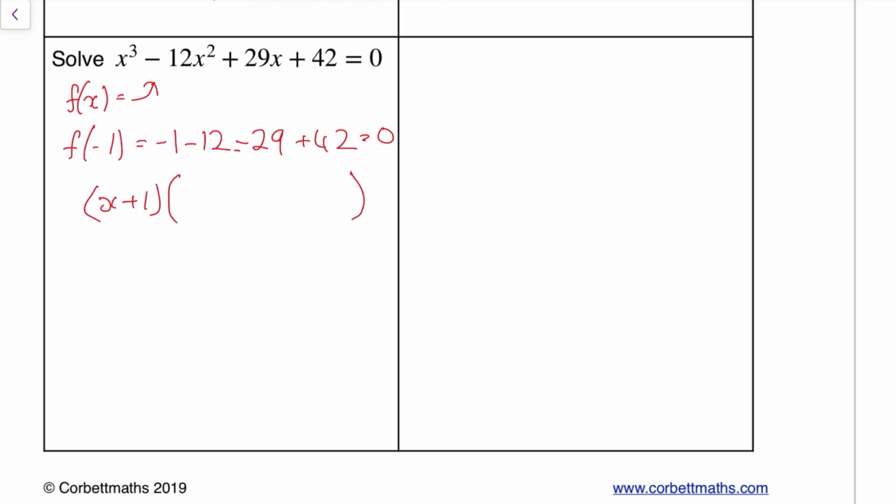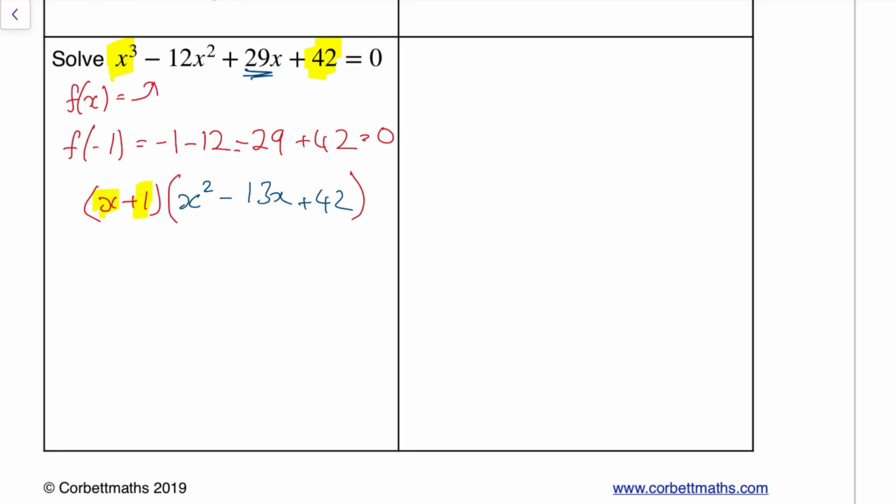Now, let's do this carefully. What do I multiply x by to get x cubed? Well, it's going to be x squared. What do I multiply 1 by, so this one here, to get 42? Well, it's going to be plus 42. This is slightly harder. If I do x times 42, I have 42x, but I want 29x. So what do I do to 42 to get 29? Well, I'm going to take away 13. So I need this centre term here to be minus 13x. And that's it. I've managed to factorise it down to one linear factor and one quadratic.